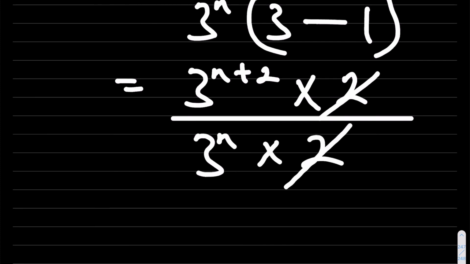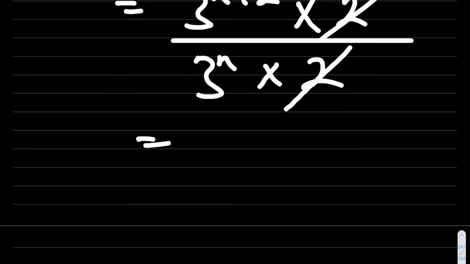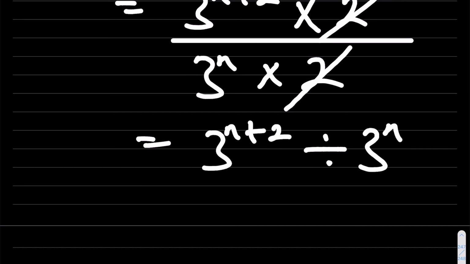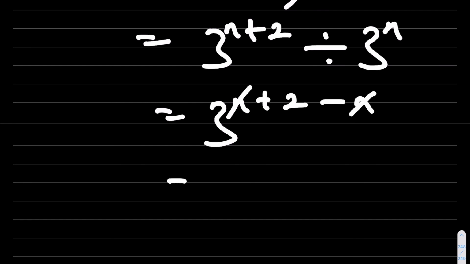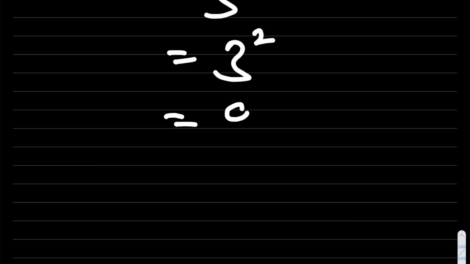2 divided by 2 is 1, and then we are left with 3 raised to power n plus 2 divided by 3 raised to power n, which simply means 3 raised to power n plus 2 minus n. N minus n is 0, and that's 3 raised to power 2, which is equal to 9. And we go straight to the next.